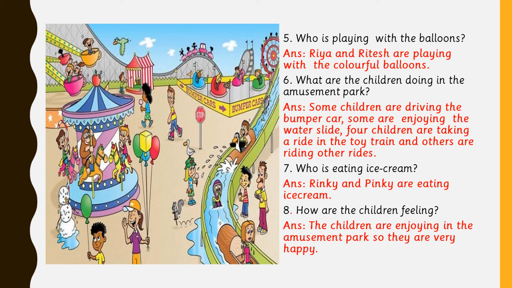Who is eating ice cream? As you can see, children, there's a girl near the water slide. She's eating an ice cream. And there's also a girl near the merry-go-round. She's also eating an ice cream. So I've given them the names Rinky and Pinky, who are eating ice cream. How are the children feeling? The children are enjoying in the amusement park. So they are very happy. We can see that all the children are enjoying. They are very happy. They are cheerful. So we will say that they are enjoying in the park and they are very happy or cheerful.